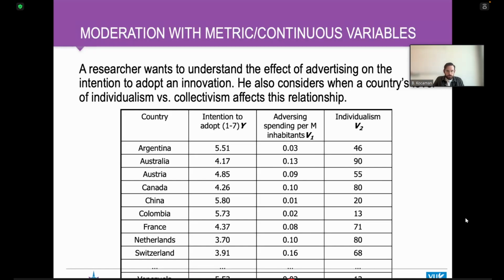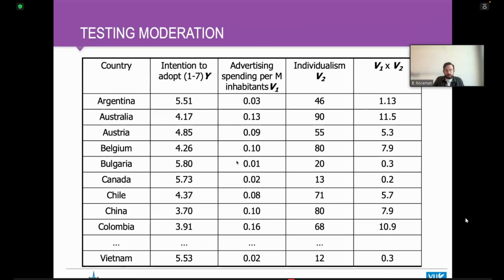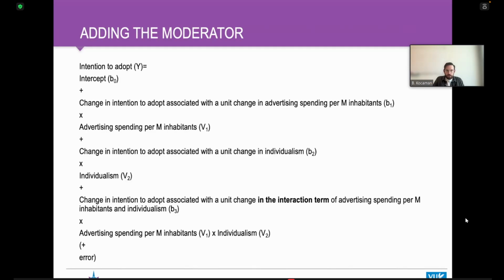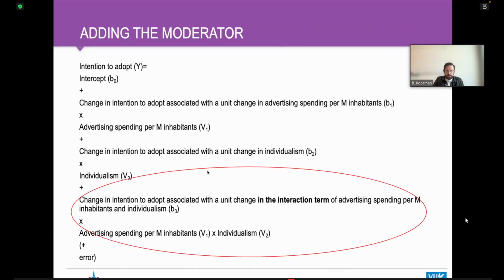To add the interaction term in the model, we simply multiply these two, so you have V1 times V2. Nothing is different in this case. We have the main effect, and then we add this interaction effect, which represents the unit change in the interaction term.